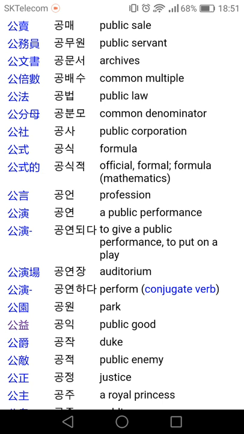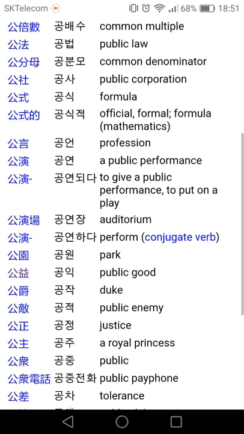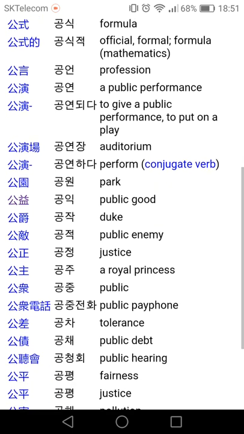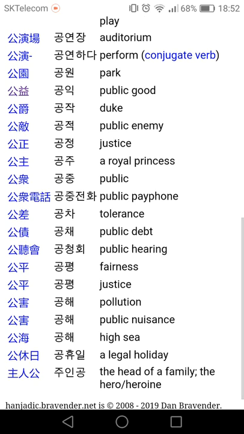And then we have Kong Shik. The Kong is public. Shik means knowledge. So public knowledge becomes a formula. Okay. I hope you are writing those things down. They are very, very important.